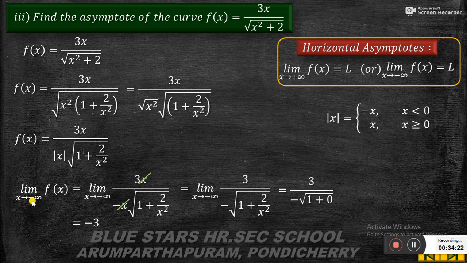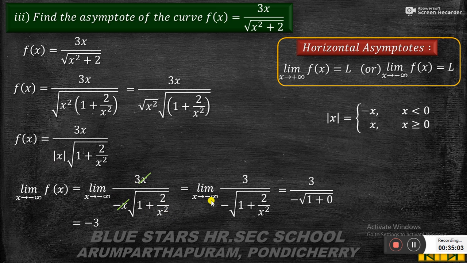So limit x tends to minus infinity f of x equals limit x tends to minus infinity of 3x by mod x square root of 1 plus 2 by x square. Now for mod x we take minus x, because it is the left hand limit. The minus infinity represents the left hand limit, so the left hand value of mod x is minus x. So 3x by minus x square root of 1 plus 2 by x square.